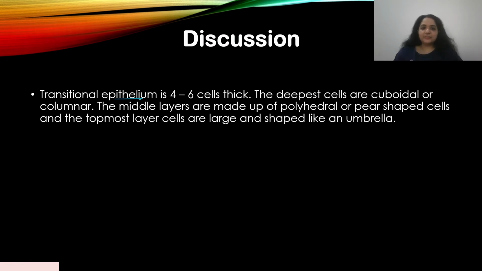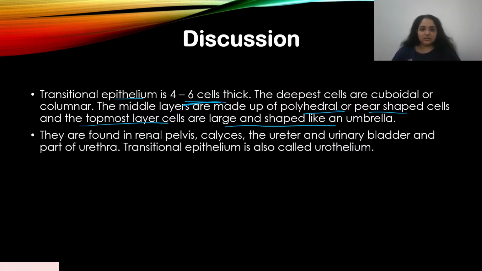So I'll just talk about transitional epithelium so that you know what that is. It's about 4 to 6 layers of cells thick. The deepest cells are cuboidal or columnar. The middle layers are made up of polyhedral or pear-shaped cells, and the topmost layers are large and shaped like an umbrella. Okay, I think I have a diagram for that. They are found in the renal pelvis, calyces, ureter, urinary bladder, and part of urethra. Transitional epithelium is also called urothelium.